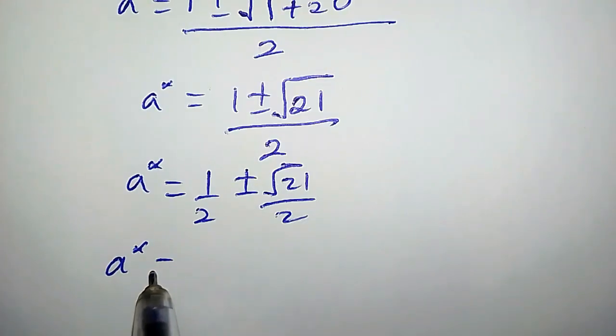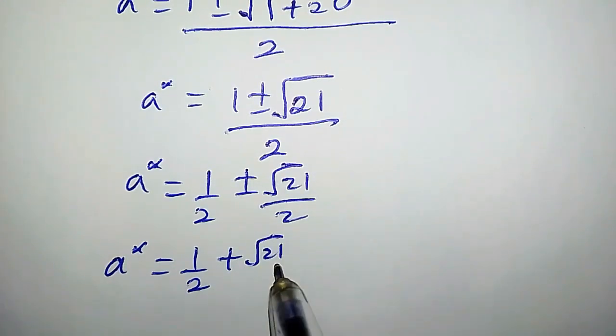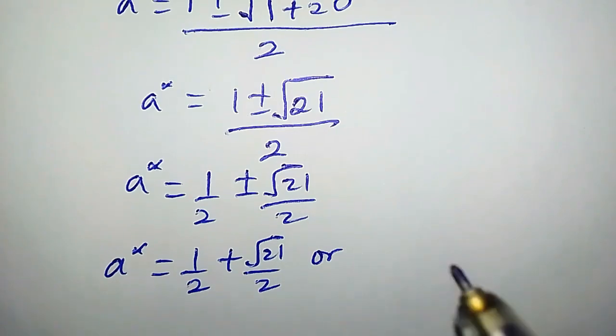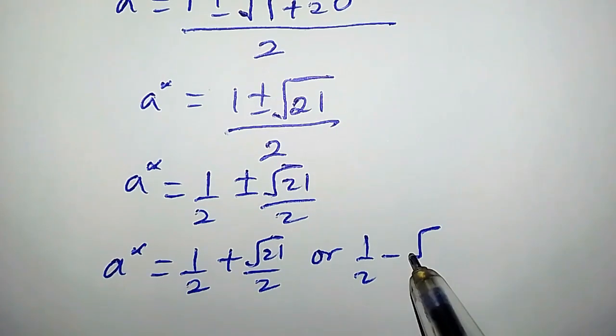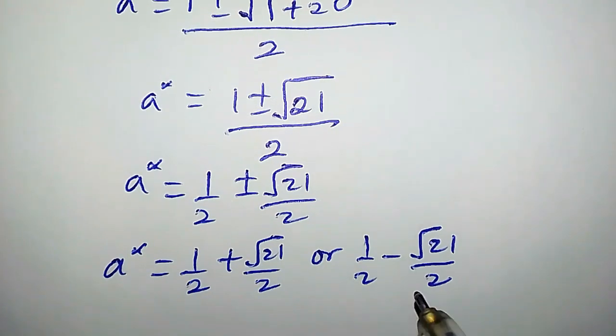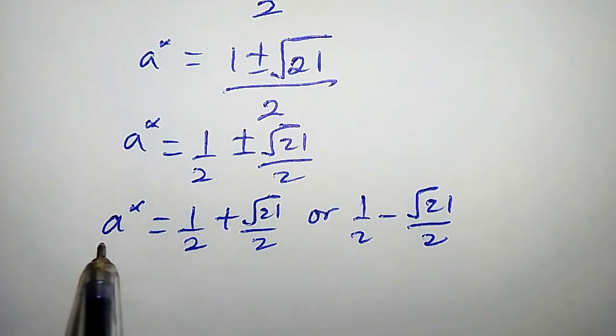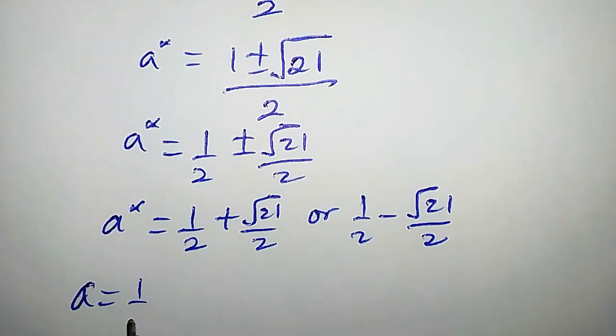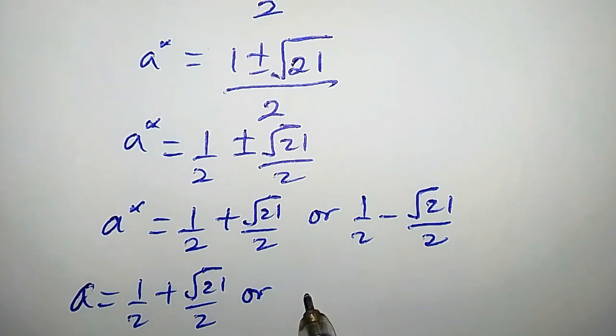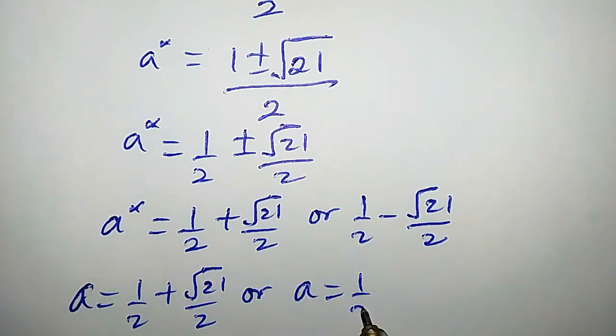a star is equal to 1 over 2 plus square root of 21 over 2, or 1 over 2 minus square root of 21 over 2. Don't forget that I told you earlier that a star is the same thing as a, just to avoid confusion. So a is equal to 1 over 2 plus square root of 21 over 2, or a is equal to 1 over 2 minus square root of 21 over 2.